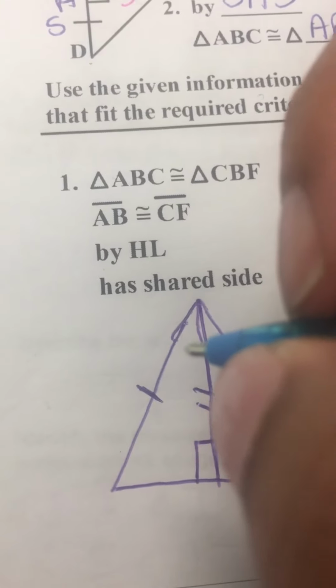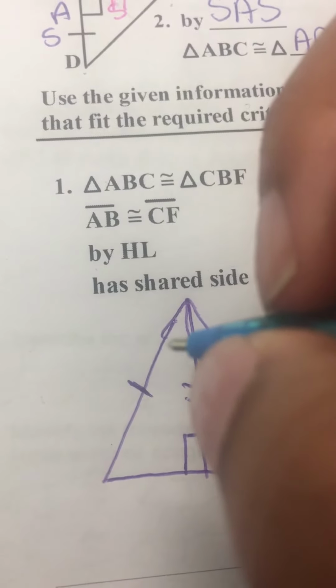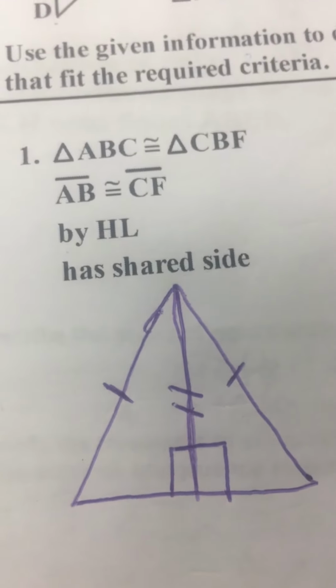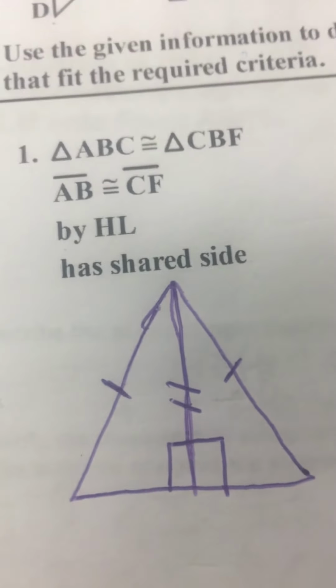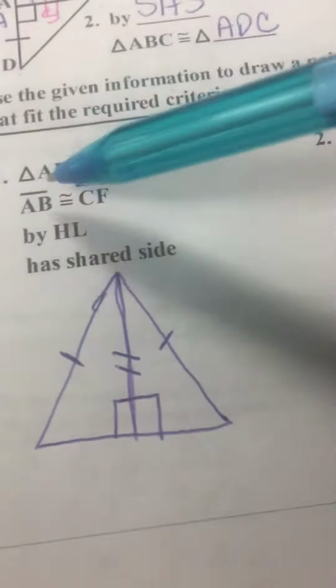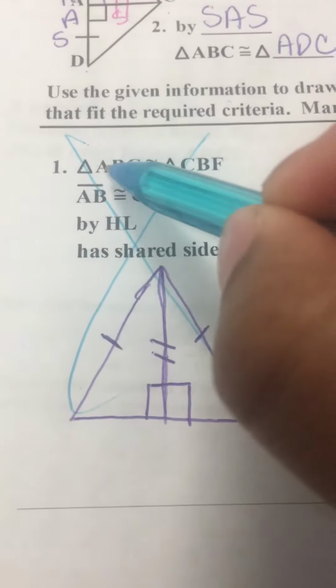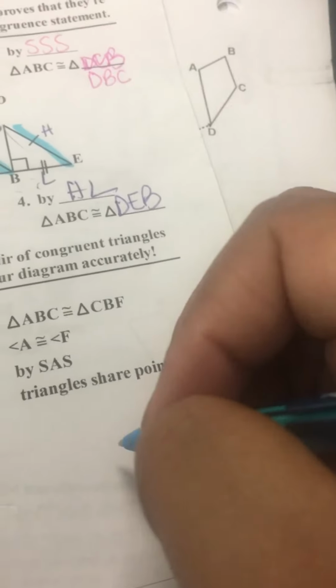Then they said AB is congruent to CF, which doesn't really make sense because AB is supposed to be congruent to CB. So I don't know how AB would be congruent to CF. This is a bad example. We're going to cross it out because if it's AB, it's supposed to be congruent to CB. Let's move on. All right, so they said triangles share point C.